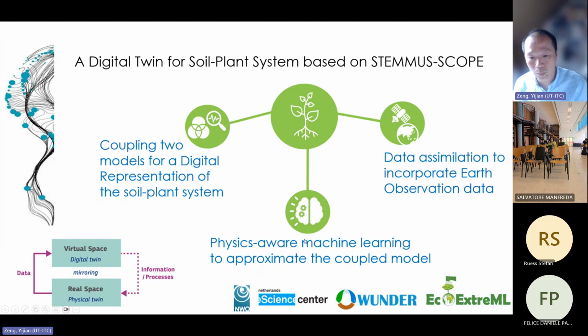And then we also need a machine learning algorithm, which I call physics-aware or physics-informed machine learning. It is mainly about incorporating our physical knowledge of the process into the machine learning algorithm to build an emulator. This will enable us to compute the model more efficiently at a much larger scale and for many sites. I will come back to this later.